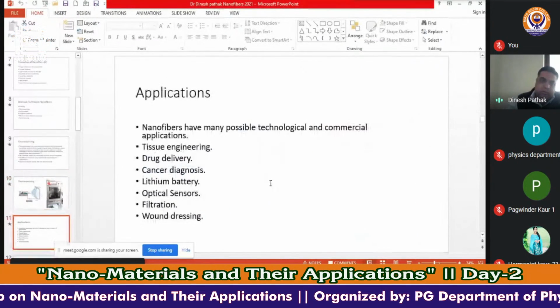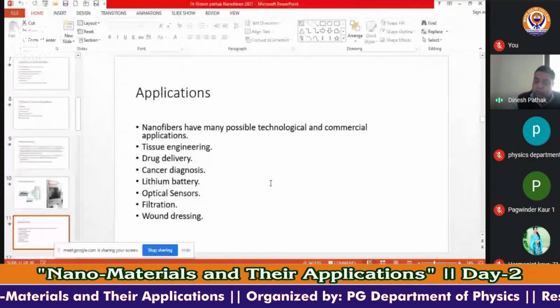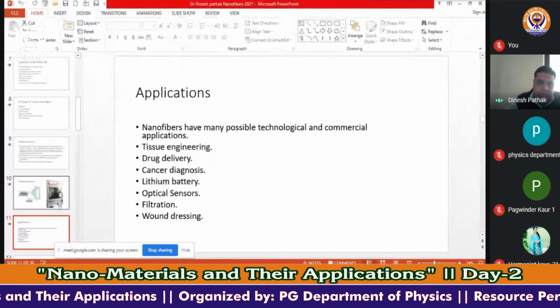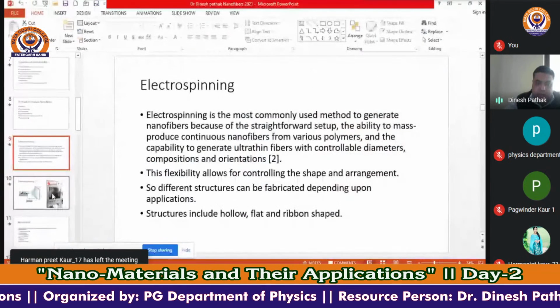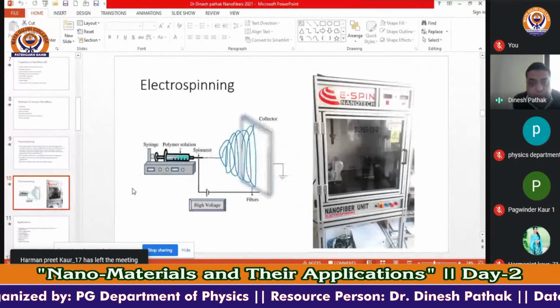So again, coming to the applications part, now one question may come to your mind: how to control the porosity.